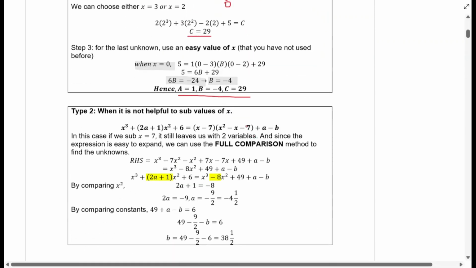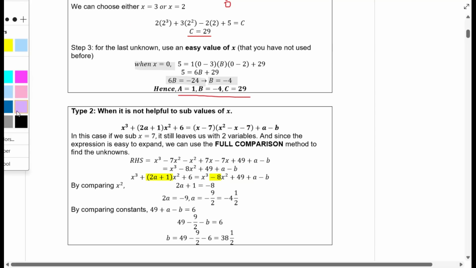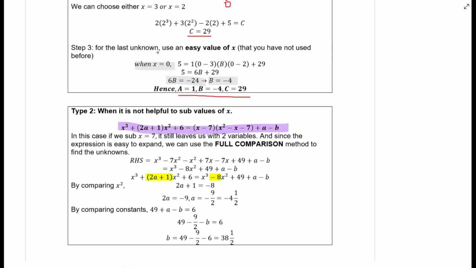Okay, now type 2 questions is when you realize that it's not helpful at all to sub values of x to find your unknowns. Okay, if we focus on this example given, let's say we use the type 1 way of solving this example. So if we use type 1 way, sub x equals to 7, then this whole part will be equals to 0. That's making 0, right?